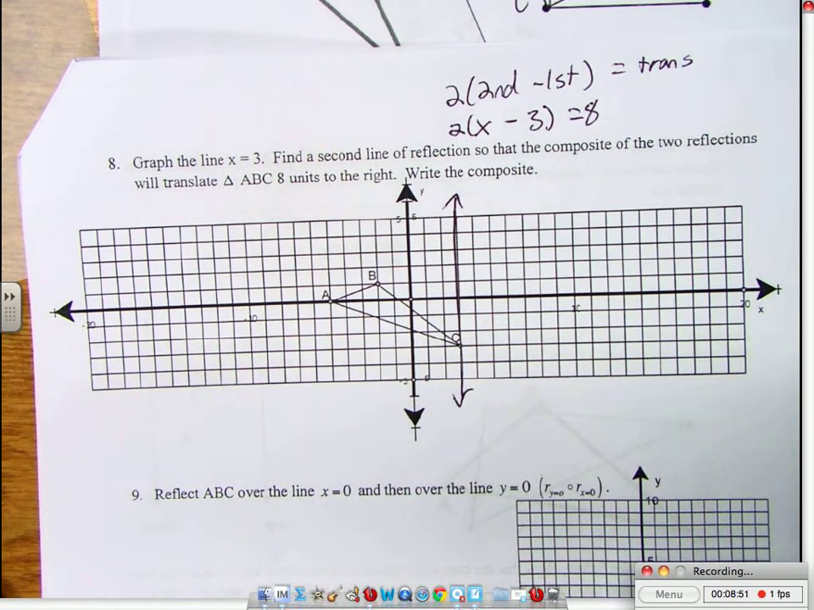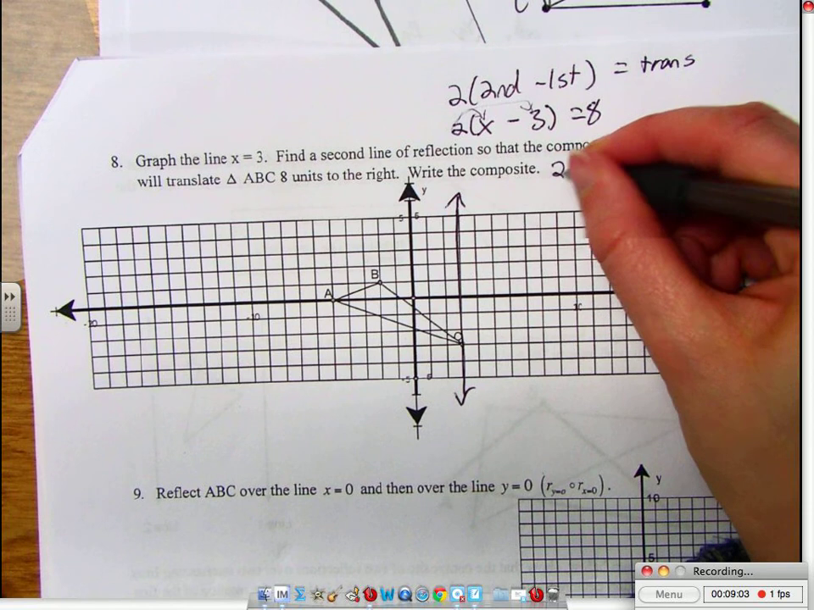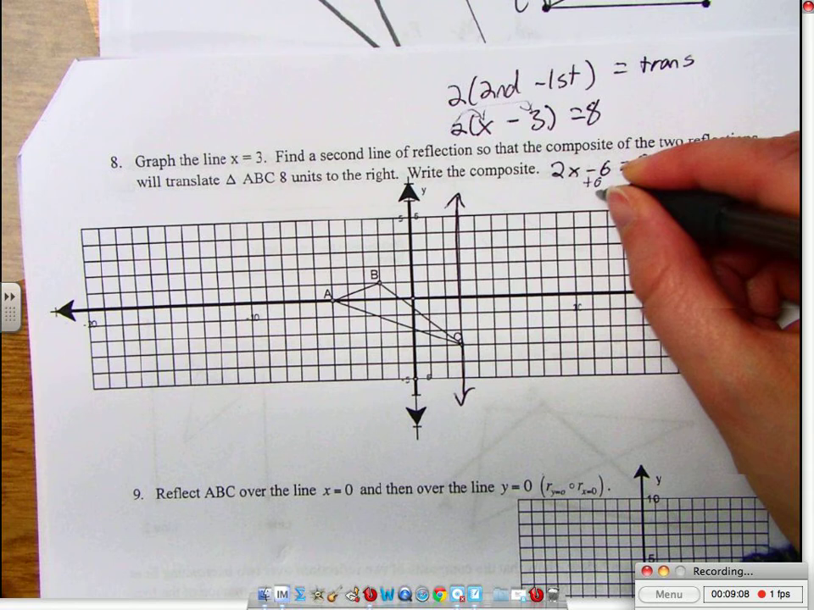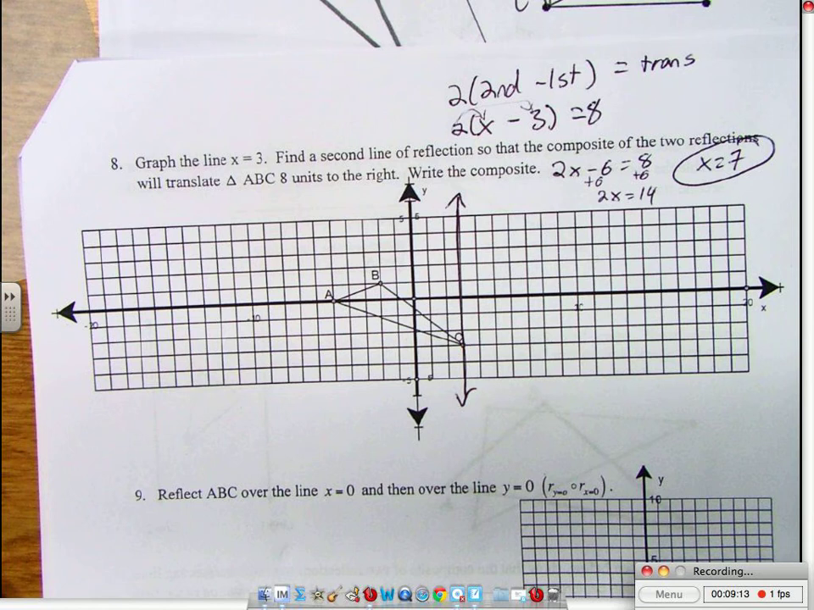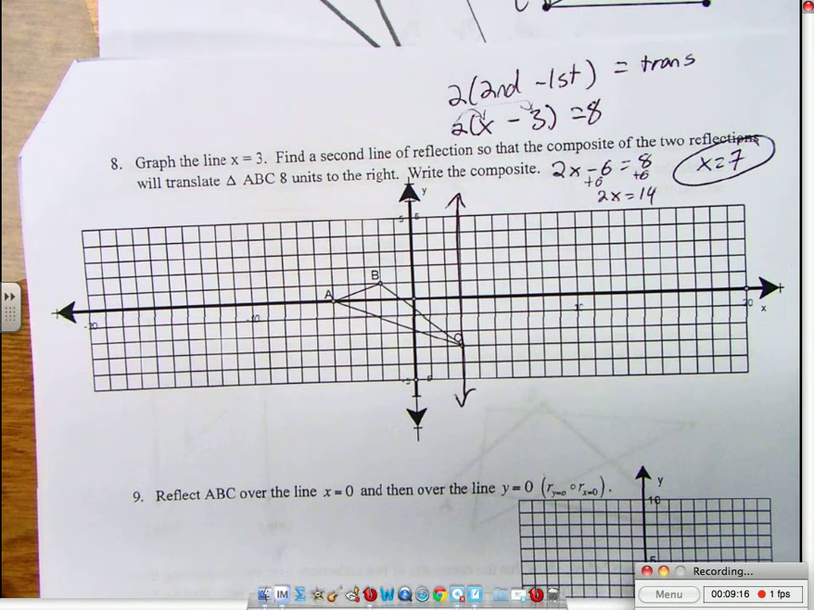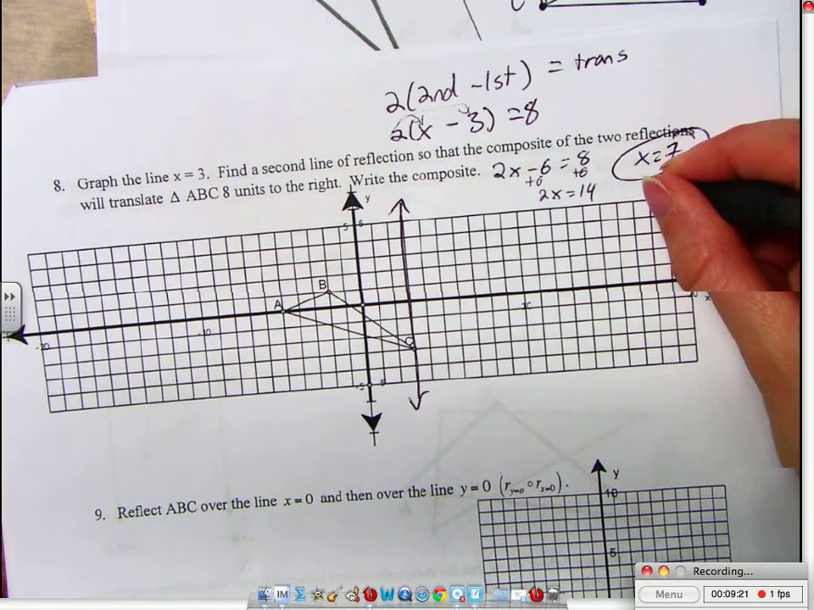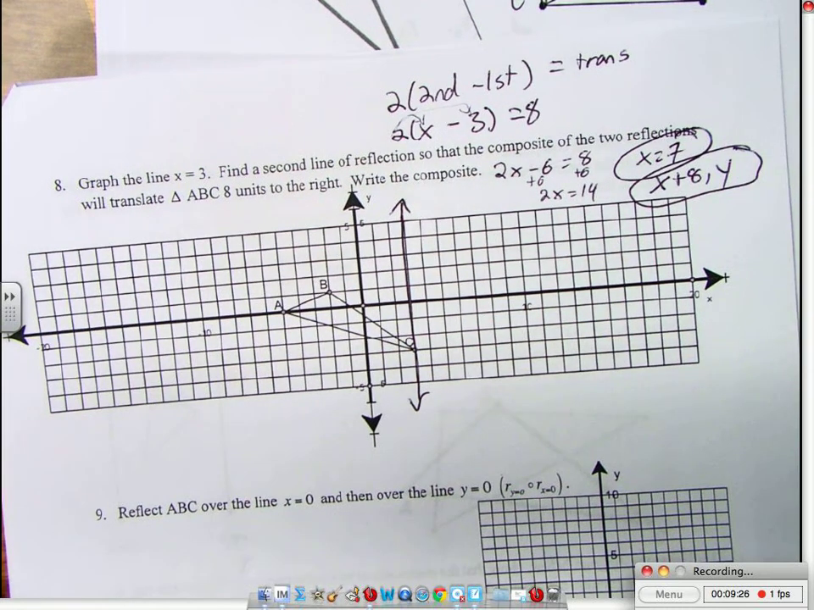This was on this quiz. This was on a couple warm-ups. This was on a couple packets. So you do need to know this. Okay, so I'm going to distribute the 2, and I get 2x minus 6 equals 8. I add 6 to both sides. I get 2x equals 14, so I get x equals 7. That's one part. The second part is just the composite. So how am I getting over 8 units? Remember, it's x plus 8 comma y. If you have those 2 things, you will get 100% on this problem.